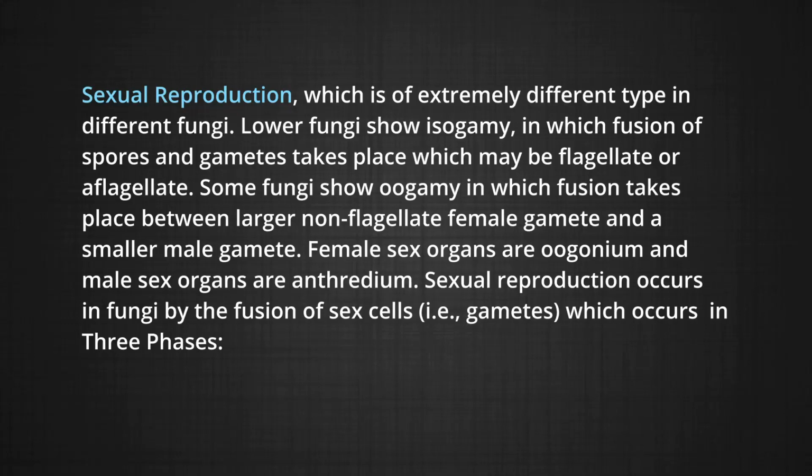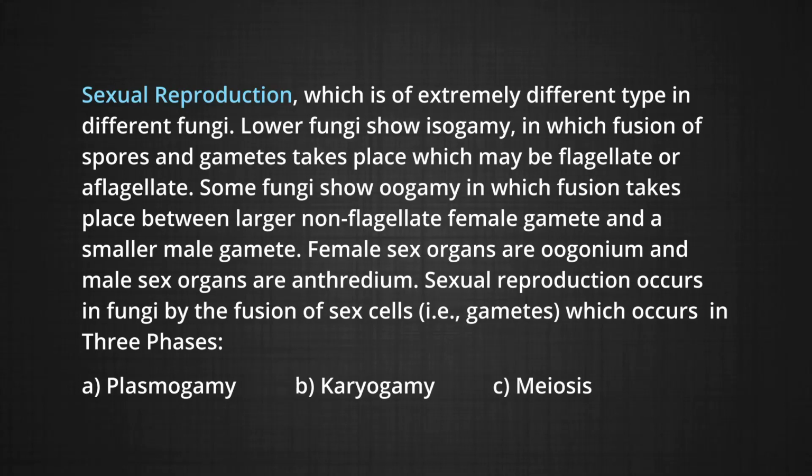Lower fungi show isogamy, in which fusion of the spores and gametes takes place, which may be flagellate or aflagellate. Some fungi show oogamy, in which fusion takes place between a larger non-flagellate female gamete and a smaller male gamete. Female sex organs are oogonium and male sex organs are antheridium. Sexual reproduction occurs in fungi by the fusion of sex cells, that is gametes, which occurs in three phases. First is plasmogamy, second karyogamy and third is meiosis.